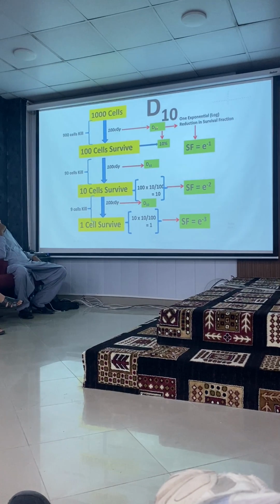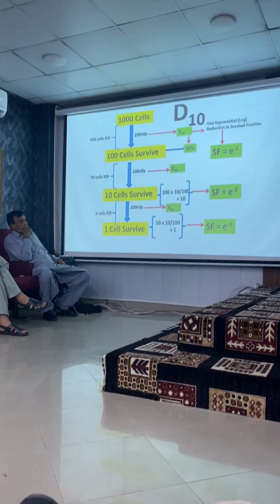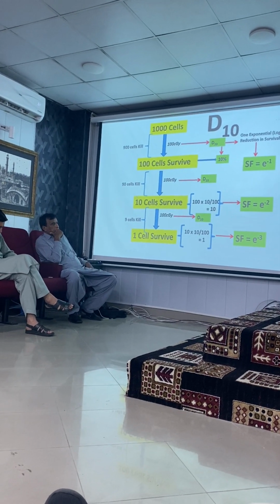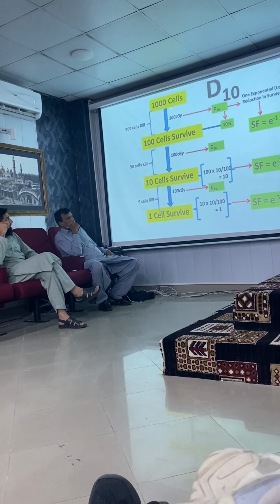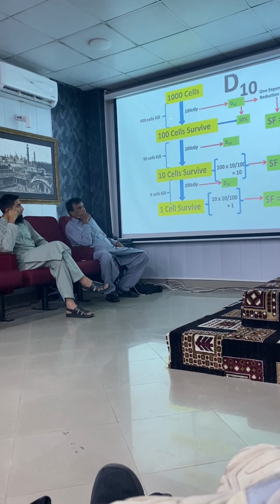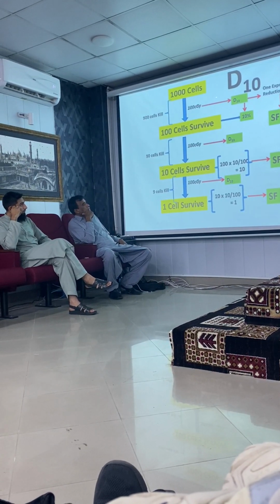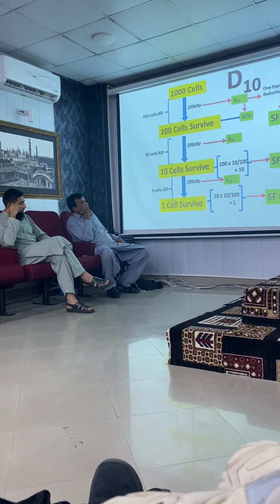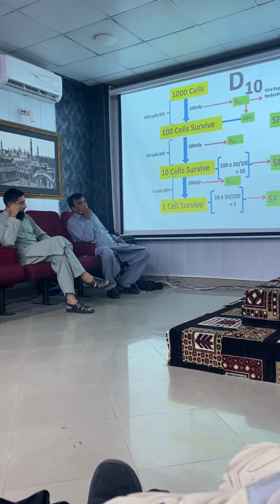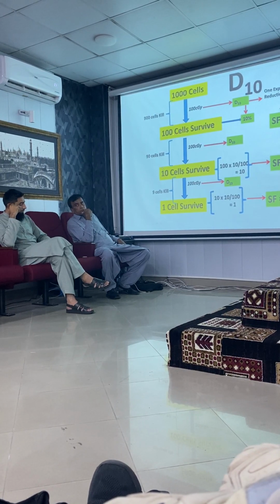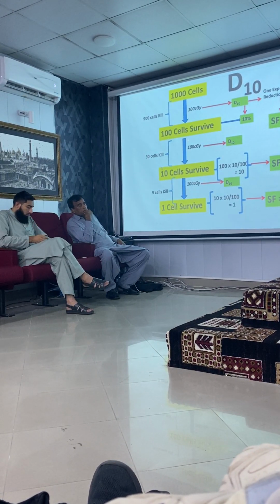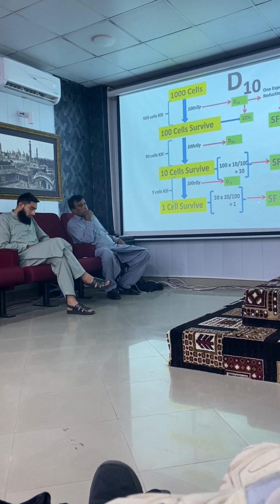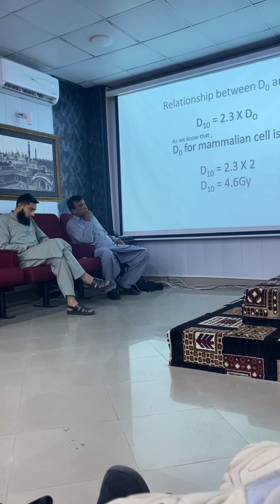What is D10? D10 is the dose which gives us one exponential or logarithmic kill. So with 1000 cells, one logarithmic kill means 90% of the tumor cells will be killed. So 90% of 1000 cells is 900 cells, 100 cells will survive. Again another D10, 90 cells will be killed because 90 is 90% of obviously 100 cells. Another D10 will give us 9 cells, and this will keep on going.